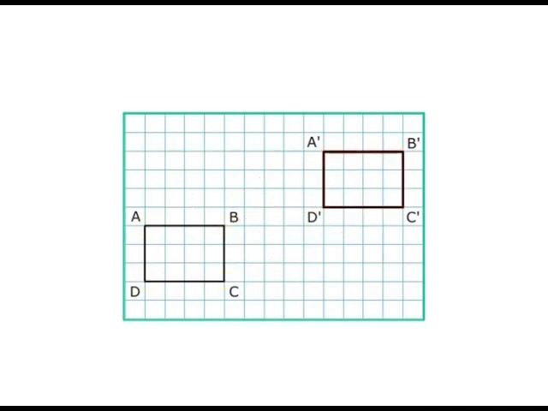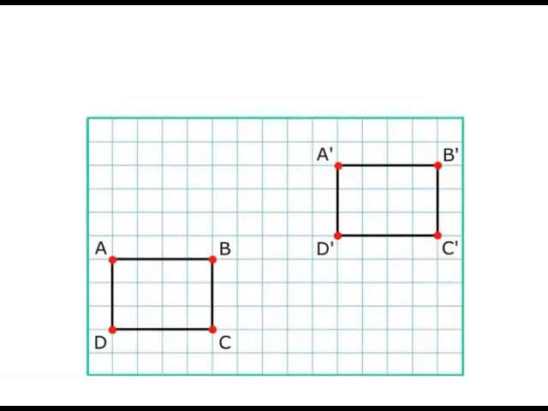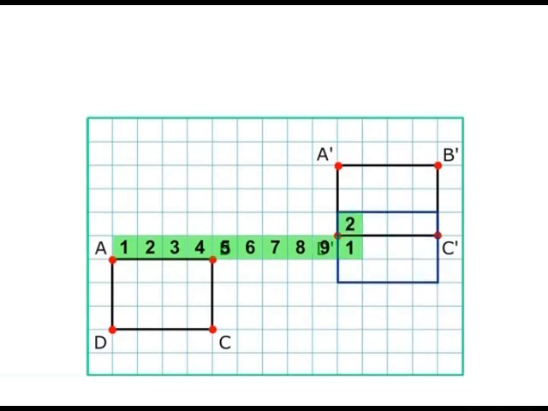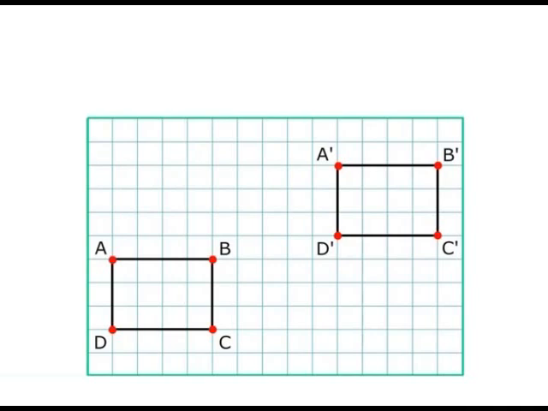A translation is fully described by a vector because it has both magnitude and direction. In this example, each point was moved 9 places to the right and 4 places upwards, so the translation vector is (9, 4).